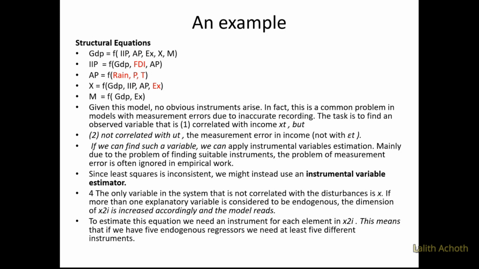The only variable in the system that is not correlated with the disturbance is x. So if more than one explanatory variable is considered to be endogenous, the dimension of x is increased accordingly, and the model reads, that's what you've shown on the top. So to estimate the equation, we need an instrumental variable for the x2. Now there's an x in this model, so I can't use this. I should use an instrumental variable. That means if we have 5 endogenous variables, we need 5 different instrumental variables. So you can see this is an endogenous variable, this is an endogenous. I need 5. So strictly I know I've got 5 endogenous variables. I should have 5 instrumental variables.